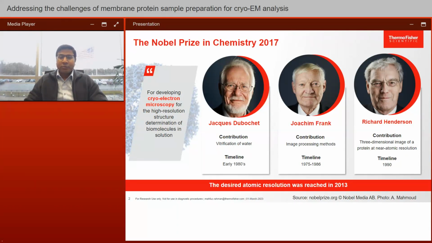Frank developed an image processing method to merge cryo-electron microscope's fuzzy 2D images to produce a sharp 3-dimensional structure. In 1990, Henderson succeeded in using an electron microscope to generate a three-dimensional image of a protein. Following these discoveries, with the advancement in instruments and sample preparation methods, the desired atomic resolution was reached in 2013. Now researchers can routinely obtain high-resolution structures of biomolecules using cryo-EM.